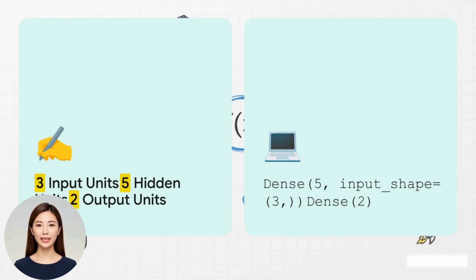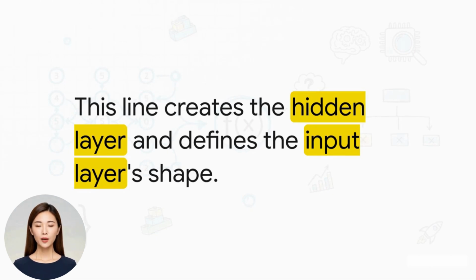Let's look a little closer. Look at this very first line here, dense 5. That's just us saying, hey, create our hidden layer with 5 neurons. Pretty straightforward. But look at that input shape equals 3 part. This is the really clever bit. That tells the model what to expect from the data coming in, that the input layer will have 3 features. So with one line, we've basically defined both the input and the first hidden layer.